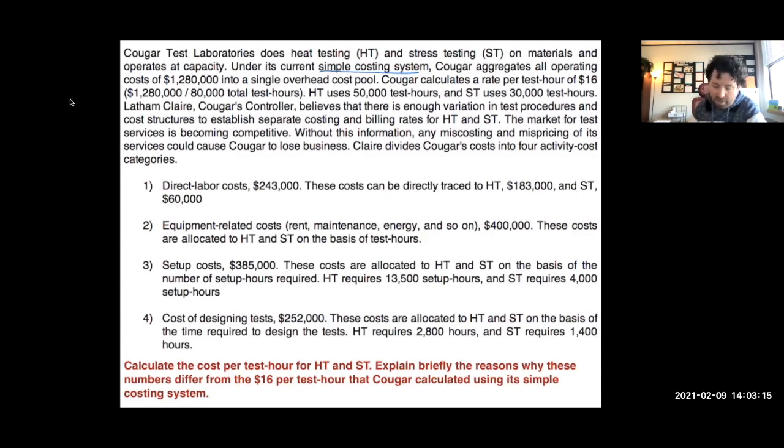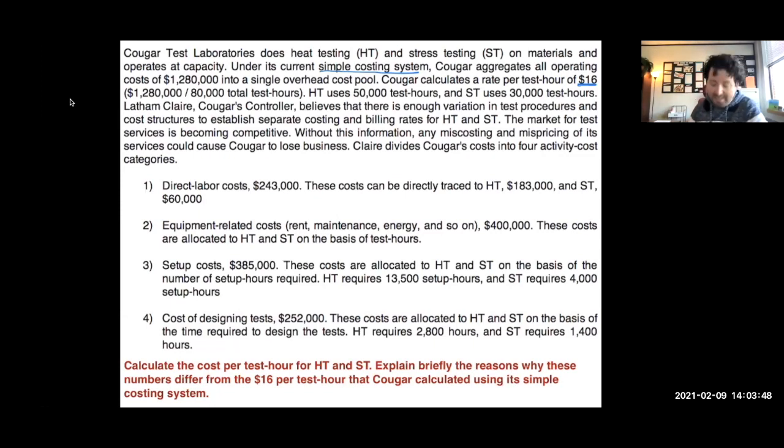Cougar aggregates all operating costs of $1,280,000 into a single overhead cost pool. Cougar calculates a rate per test hour of $16. So that's our current simple costing rate that we use to allocate all costs. And the way we got that is to take our total estimated overhead of $1,280,000, and we're allocating it based on test hours. So we divide it by the total test hours. That's nothing new. That's the way we know how to create our rate and allocate the cost.